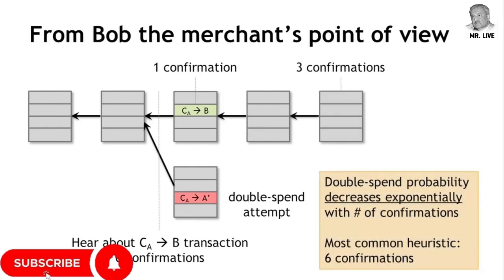In general, the double spend probability decreases exponentially with the number of confirmations. So if the transaction you're interested in has received k confirmations, then the probability that this other transaction is going to end up on the long-term consensus chain goes down exponentially as a function of k. And the most common heuristic that's used in the Bitcoin ecosystem is that you wait for 6 confirmations. There is nothing really special about the number 6. It's just a good trade-off between the amount of time you have to wait and your guarantee that the transaction you're interested in ends up on the consensus blockchain.